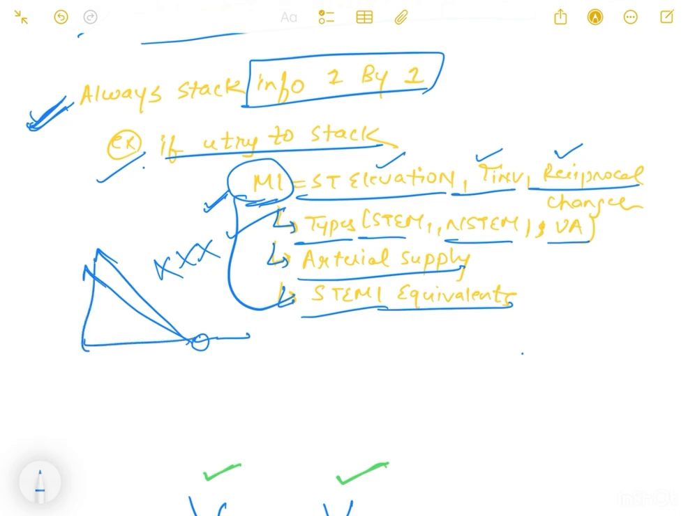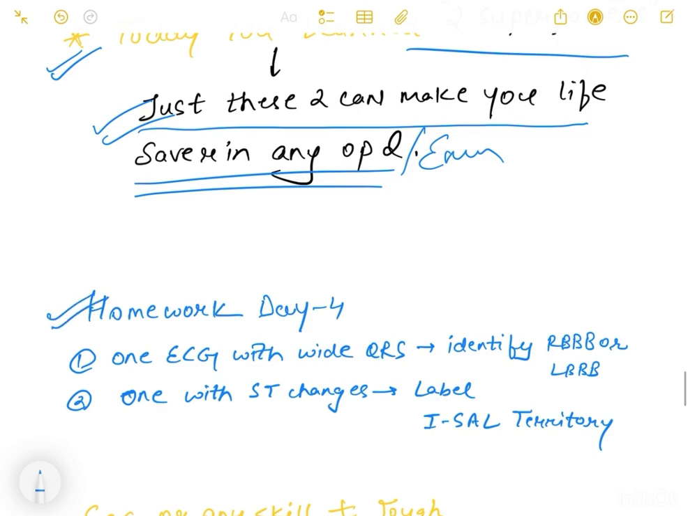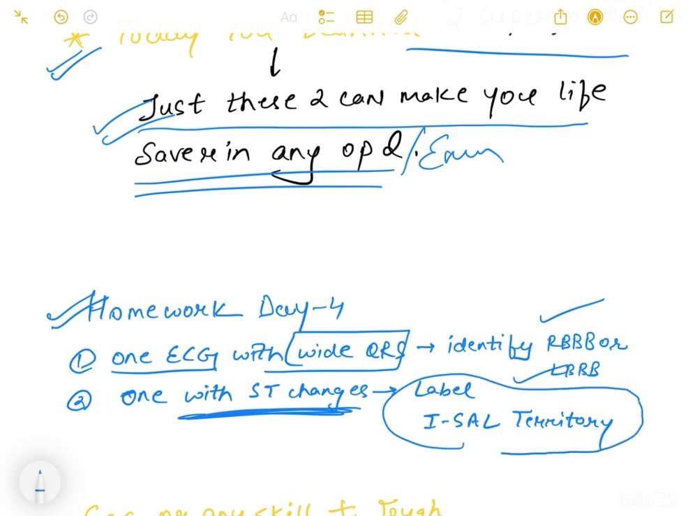Okay, so this is it for today. You have to do something for me today. This is your homework. You have to prepare one ECG with a wide QRS complex and identify whether it is a right bundle branch block or a left bundle branch block. Then you have to see an ECG with ST changes and tell me which territory of the heart is having that heart attack. So 2 things: heart attack and blocks. You are good to go.